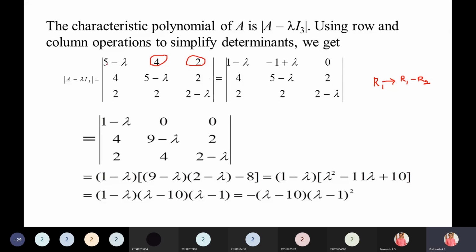So 5 minus 4, it is 1. 5 minus 4, 1 minus lambda. 5 minus lambda minus 4, that is 5 minus 1, it is 4. 1 minus lambda is coming. And 4 minus 5, it is minus 1. Minus 1 plus lambda. So 2 minus 2, 0, no problem. Next, I have made this element 0.